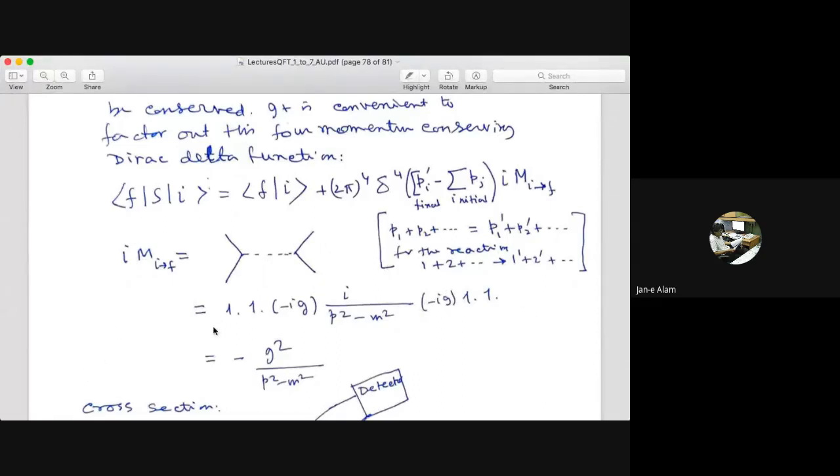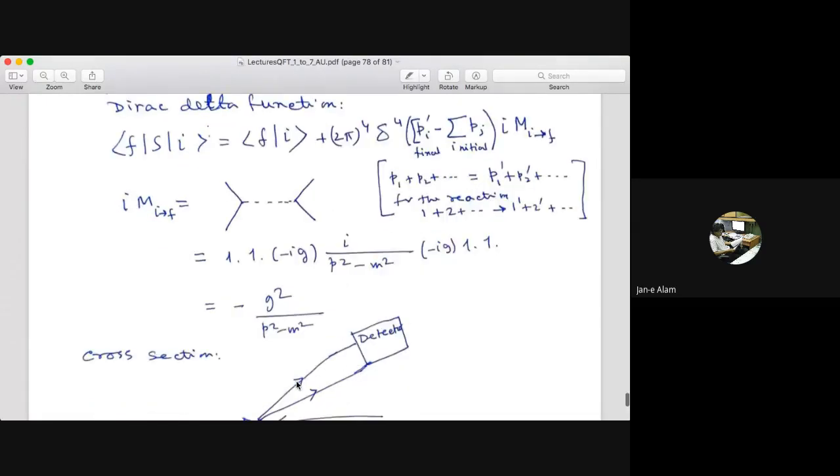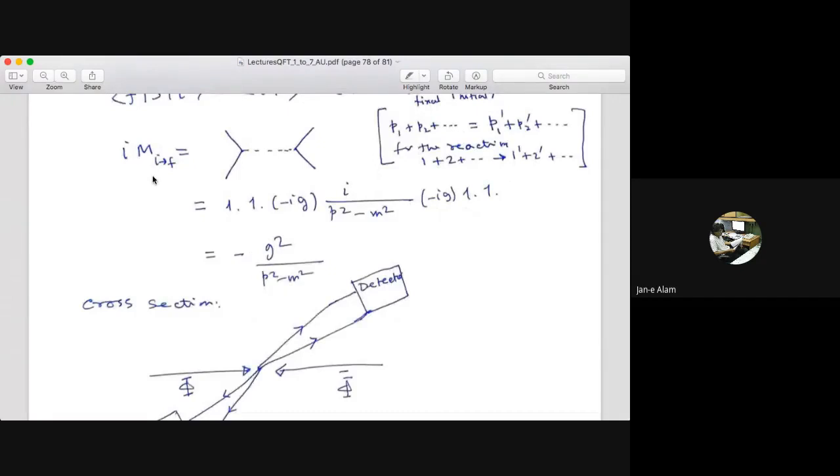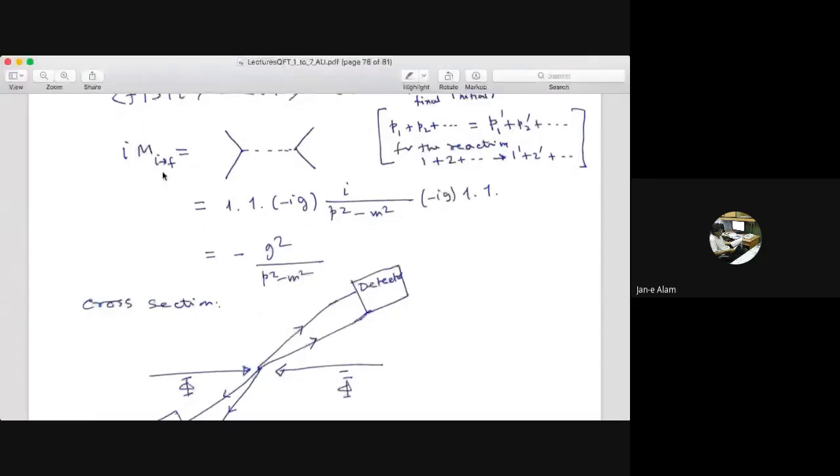If you do it, you get minus g square by p square minus m square. Now this is the m you got, right? This is the m you got. Now what I do with this m, I'll be able to calculate the cross sections. I'll be able to compare with experiment. In certain cases, I can predict the production of some new particles by predicting some cross sections in this way. Now let me see how this is useful.